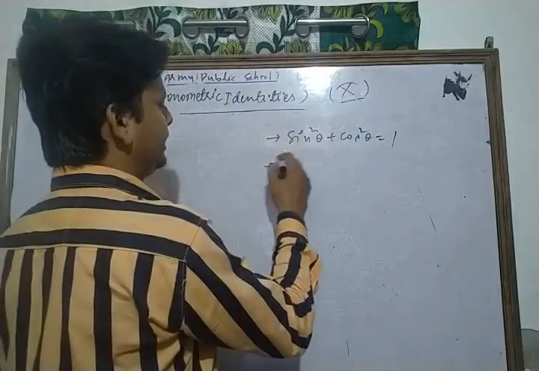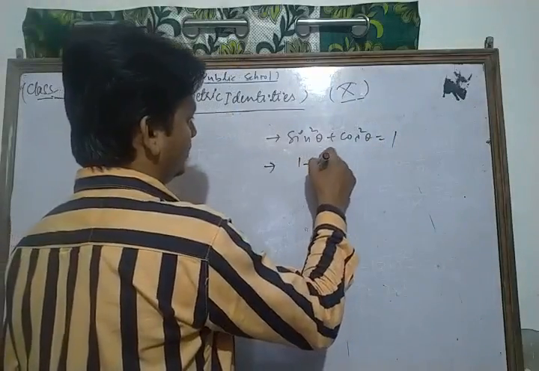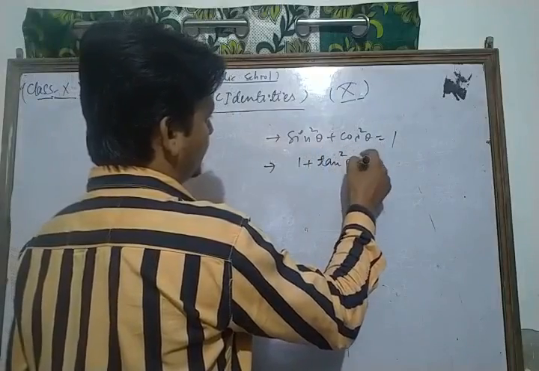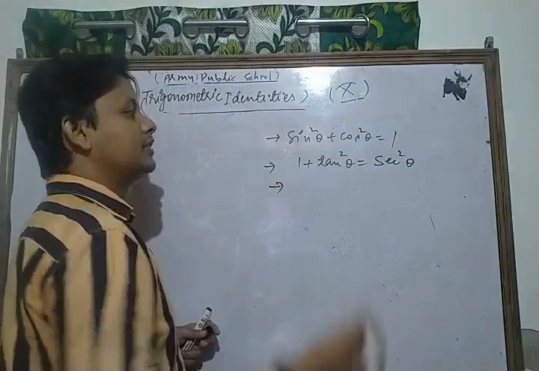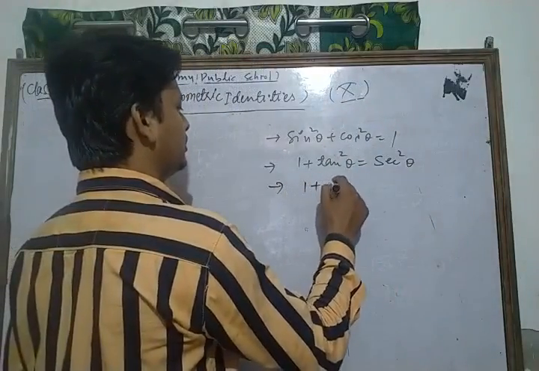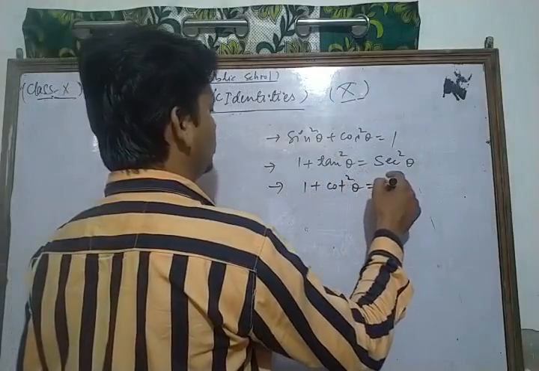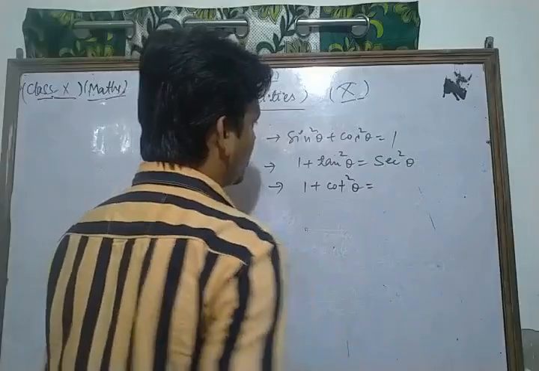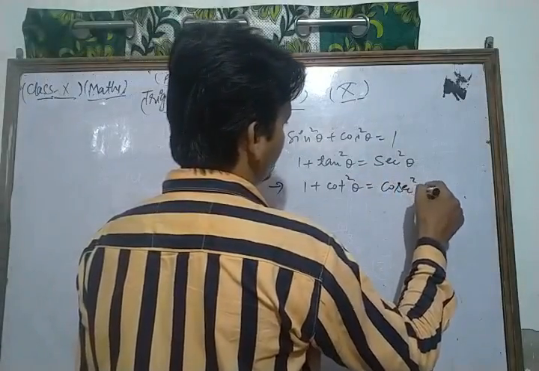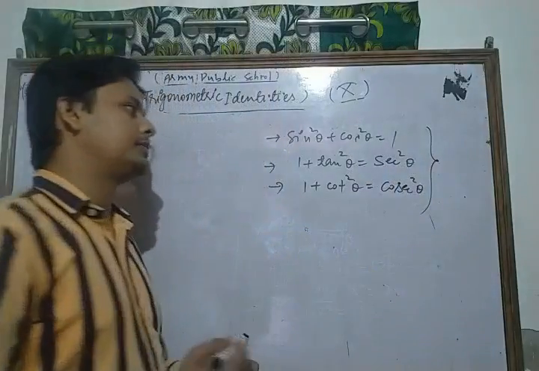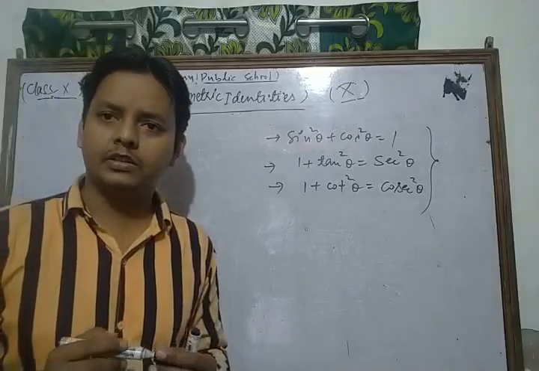We discussed the identities 1 plus tan square theta is equal to sec square theta, as well as the identity 1 plus cot square theta is equal to cosec square theta, and we solved some important questions based on these identities.